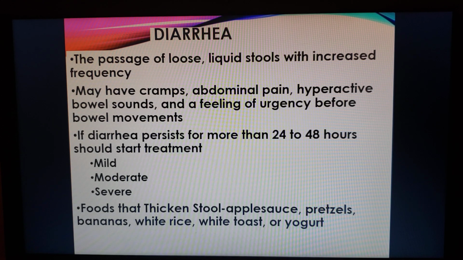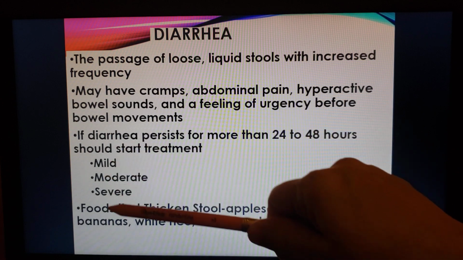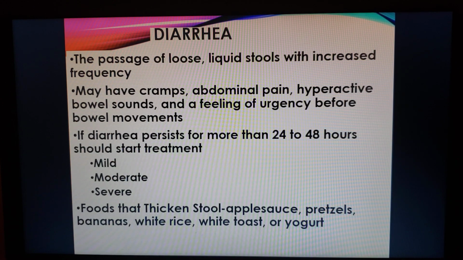And note that foods that thicken stool include applesauce, pretzels, bananas, white rice, white toast, or yogurt. So these would be good selections for patients with diarrhea. Now I want to go back and talk about diarrhea treatment.